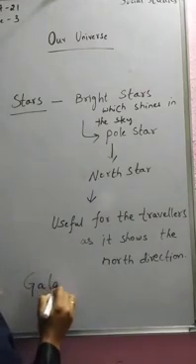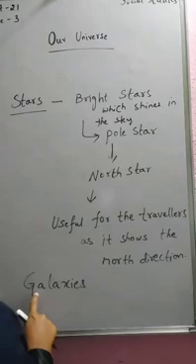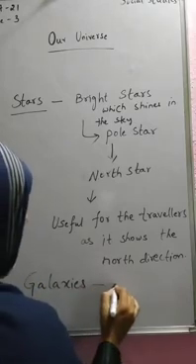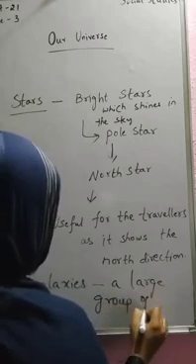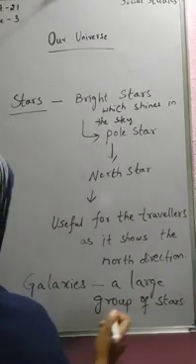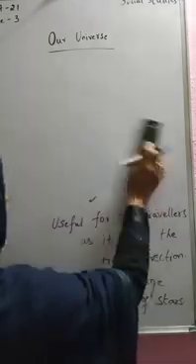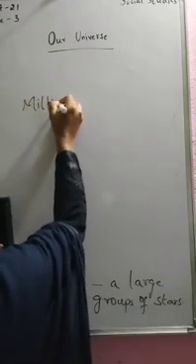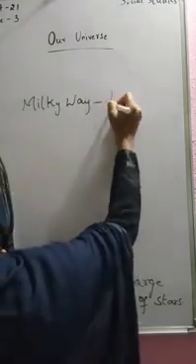Then, a large group of stars. What is a galaxy? Many galaxies are found in the universe. So what is a galaxy? Galaxies are nothing but a large group of stars. The stars in groups are called galaxies. Even our Earth is a part of the galaxy called the Milky Way. What is the Milky Way?